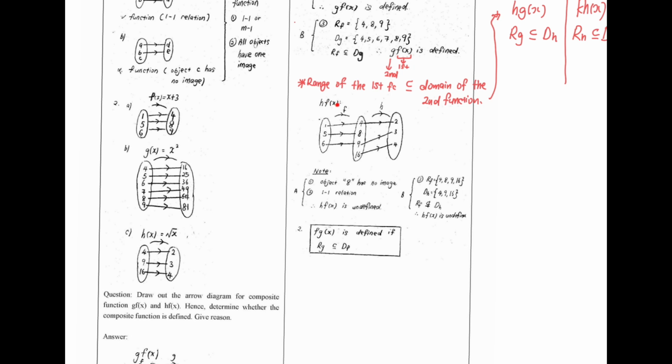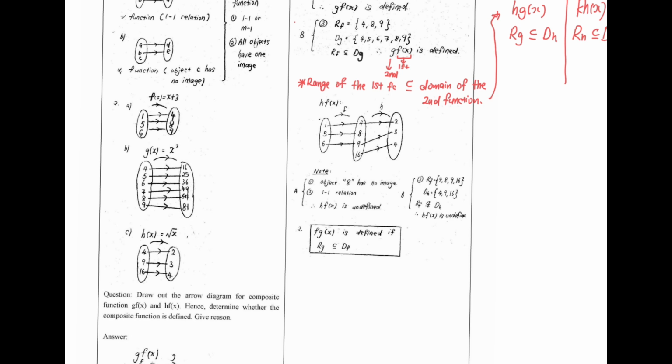hfx, start from function f. So I draw function f first. Okay, I draw function f where I copy back this thing actually. Then I draw function h. Function h comes later. So for function h, I take 4 to 2, 9 to 3, 16 to 4.